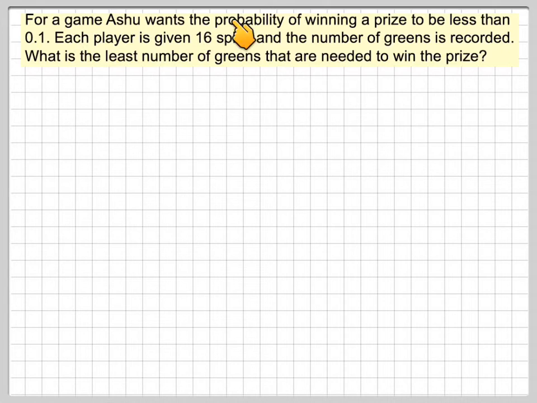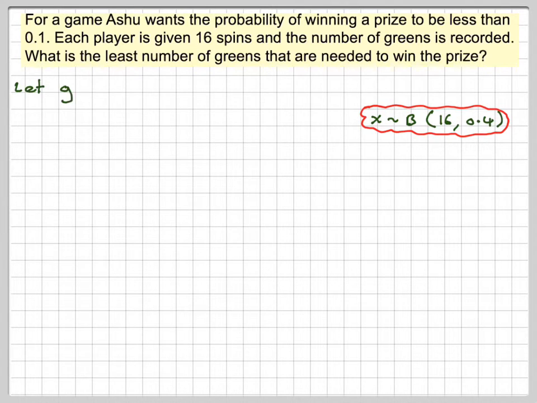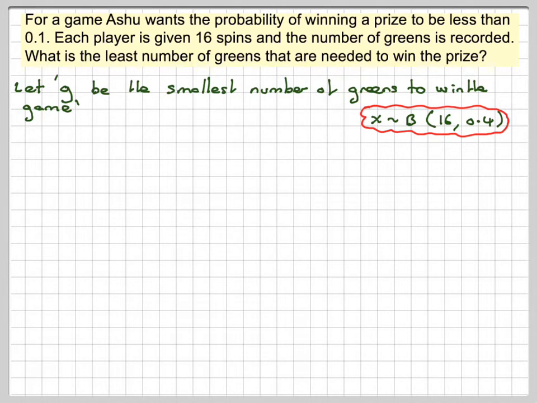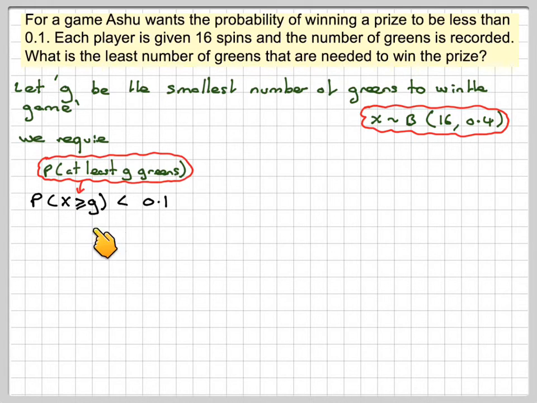Right, for a game, Ashu wants the probability of winning a prize to be less than 0.1. Each player is given 16 spins and the number of greens is recorded. What's the least number of greens that are needed to win the prize? Right, so same distribution. Let G be the smallest number of greens to win the game. So we want the probability that we get at least G greens to be less than 0.1.